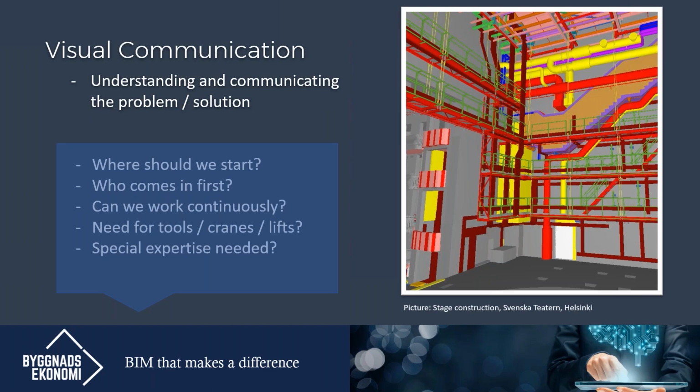If we start with the visual communication, it's sometimes easy to forget how powerful the 3D model can be just on itself if you make it available for everybody in the project, and if you make it easy to get to. So, like the picture on the right side, this is from one of my earlier projects, Svenska Teatern Theatre renovation in Helsinki. The picture is taken from on stage, so where the actors are when they are acting.